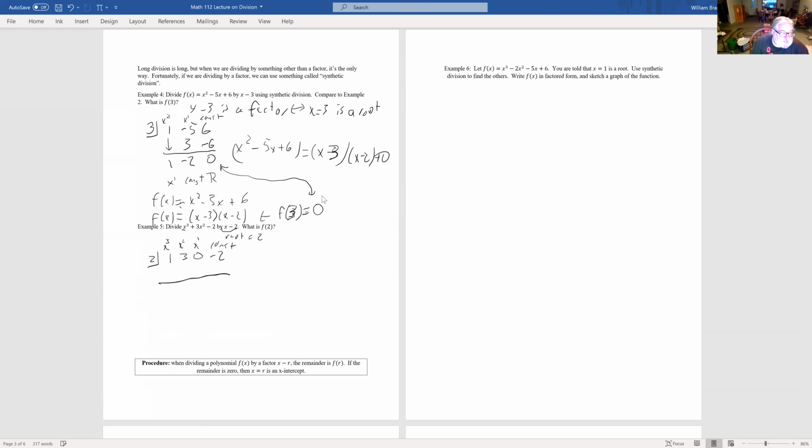So how does synthetic division work? Bring down the 1. 2 times 1 is 2, put the product there. Add going down, 3 plus 2 is 5. 2 times 5 is 10. Add going down, that gives me 10. 2 times 10 is 20. Add going down, that gives me minus 18.